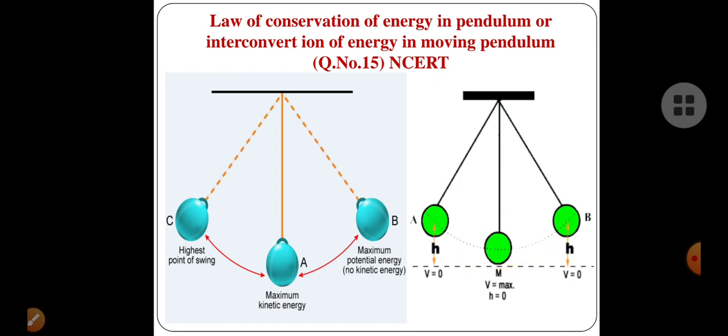Now another part of question number 15 is: if it follows the law of conservation of energy, then why does this ball come to rest after some time? It goes on moving and finally comes to rest. That is because some of its energy is transferred to the air particles, and those air particles start moving. So that energy is converted into the kinetic energy of the particles. So the total energy remains in the universe. It is constant, but it can change from one form to another form.